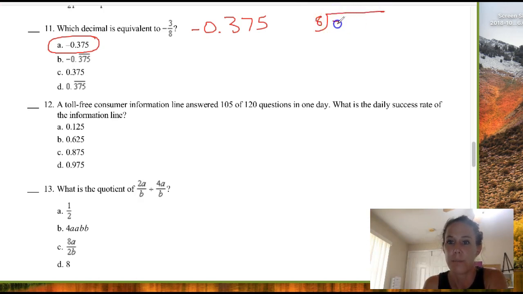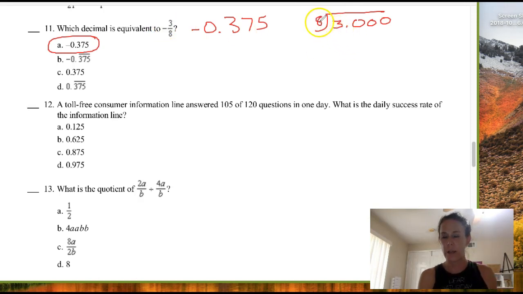If you were going to do this out by hand, you would take 8 and divide it into 3. Now, I can't divide 8 into 3, so I'm going to add a decimal and several zeros. I don't know how many I'm going to need. I'm just going to add as many as I do need. It is negative. We'll take that into account at the end. Let's just go ahead and do the division here. 8 does not divide into 3 anytime, so 0 times 8 is 0. I'm just going to do this long division way.